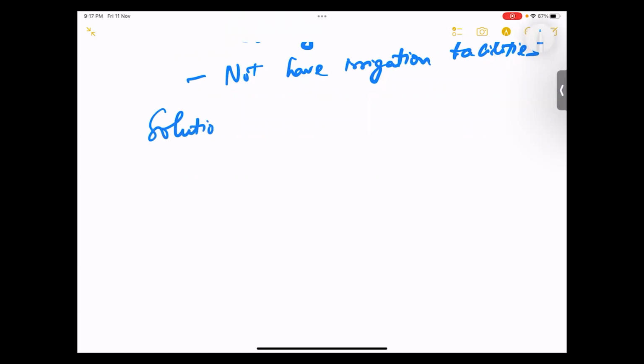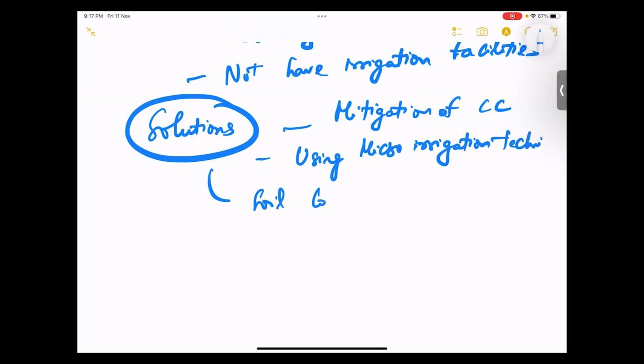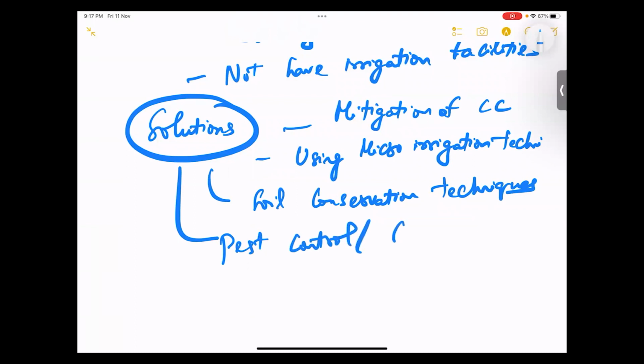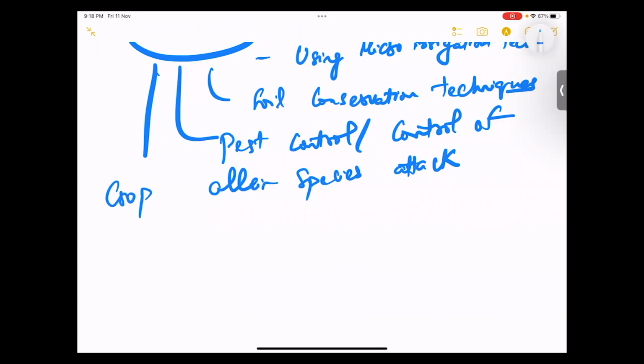So since it's a long answer, solutions. Mitigation of climate change. Using micro irrigation techniques. Soil conservation techniques. Pest control or control of alien species attack. And then crop diversification, and so on.